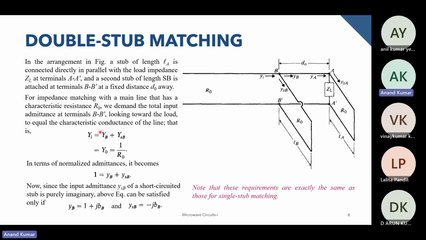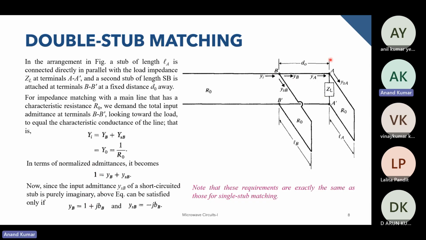So we looked at the equations for double stub matching. What we are trying to do is we have this transmission line circuit over here, and we want to match it to this load impedance. To do that, the first goal is that the input admittance at this particular point should be equal to the equivalent admittance provided by YB and YSB. And that is the goal. This input admittance, looking at this port over here, should be equal to 1 by R naught. So this is the goal, and on doing that, we can do more formulations.